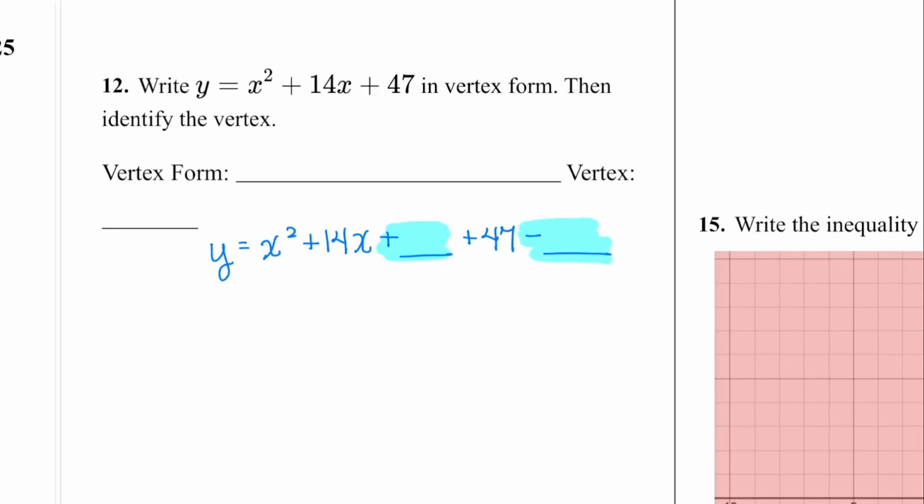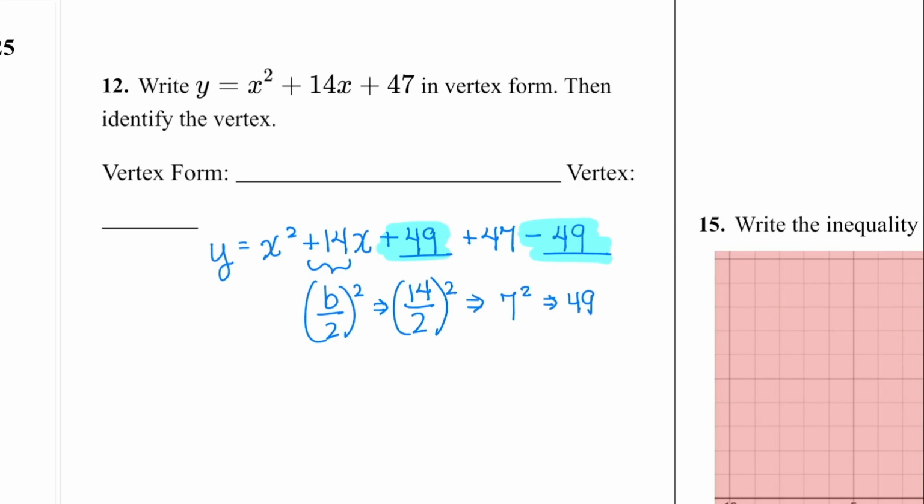So what goes in the blank is b over 2 squared. Our b value is 14 in this case. We're going to take half of 14 and then square it. So 49 is going to go in both of our blanks.